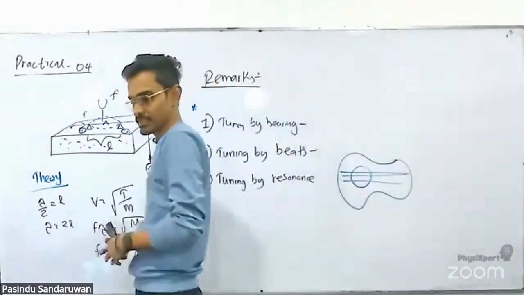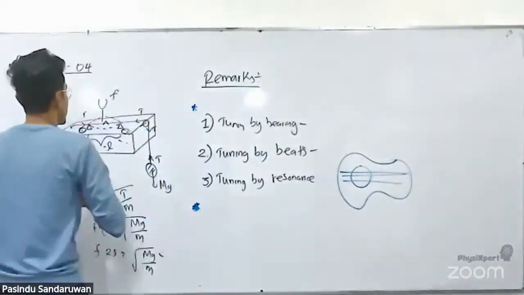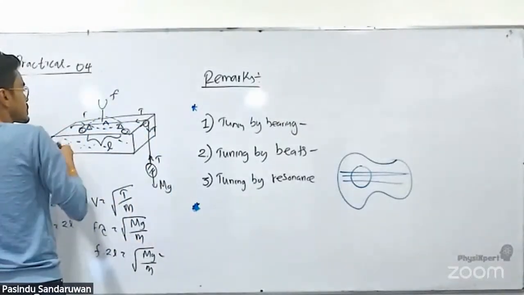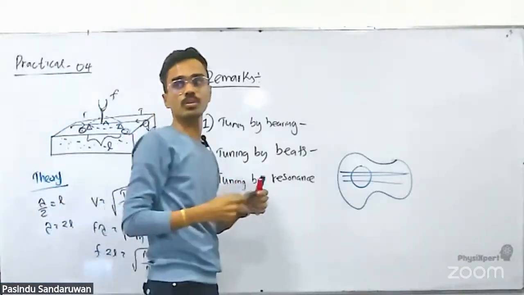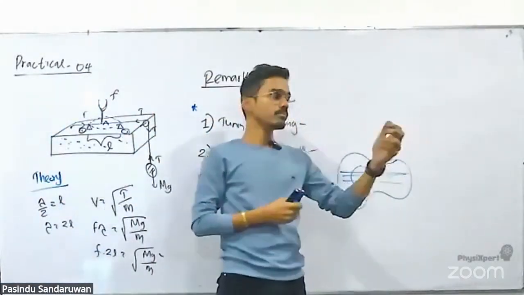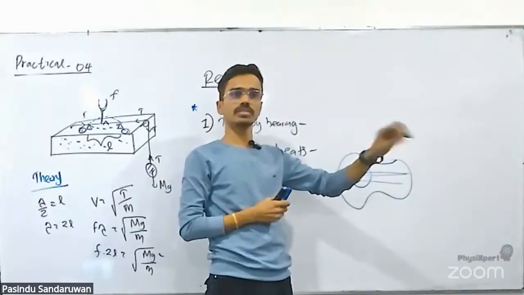Next. The other thing is, the reason to keep the tuning fork on the sonometer box is to transfer more energy to the sonometer box and wire.